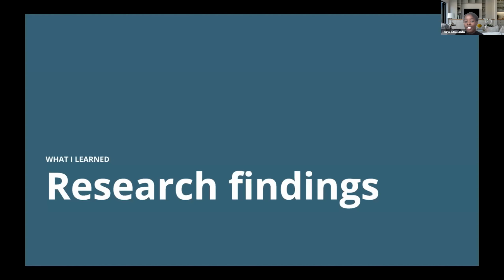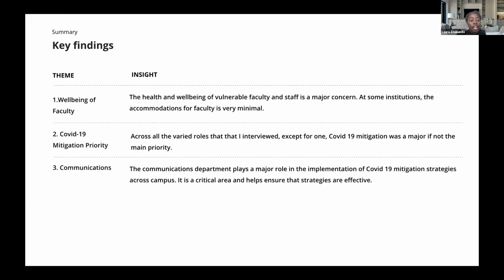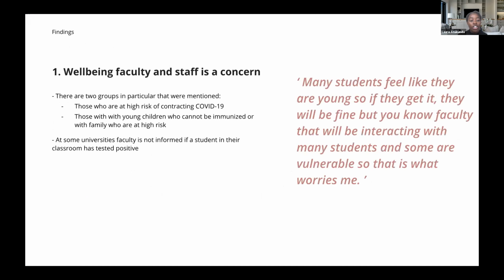Now I'm going to share some of the findings and insights that I gathered from the interviews and research that I did. These are just an overview of the key findings, so I'm going to go in depth about each one. I'll start with the first one, which was that the well-being of faculty and staff is a current concern. In multiple of the interviews, they mentioned that they were concerned about the well-being of faculty and staff. There were 2 groups in particular that were mentioned: those at high risk of contracting COVID-19, and those with younger children who cannot be immunized, or with family members who are at high risk.